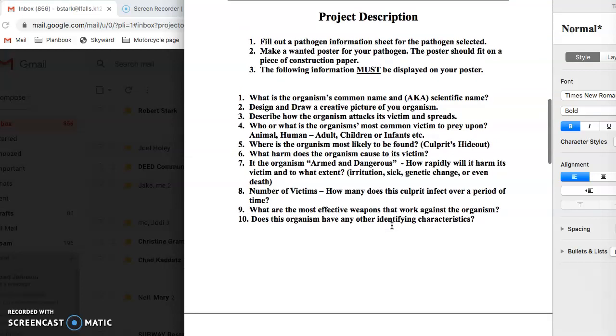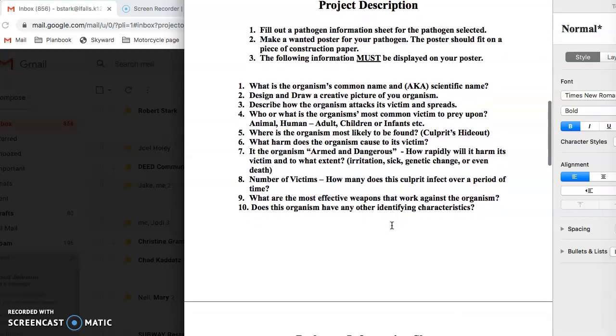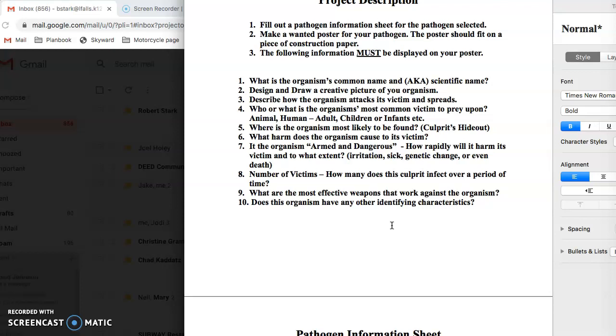The fourth thing is who or what is the organism's most common victim. So certain diseases are more apt to attack adults, like the adult version of chickenpox called shingles. Other ones are more apt to attack and be found in children, and some in infants, etc. So we want to know what's the most common victim that they prey on, and it might be an animal, or is it human? Fifth thing is, where is the organism most likely found?